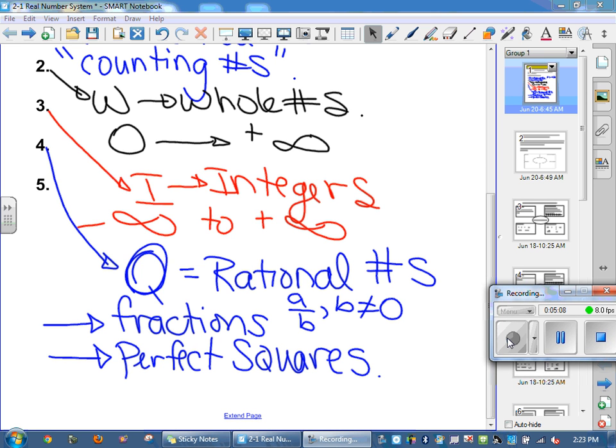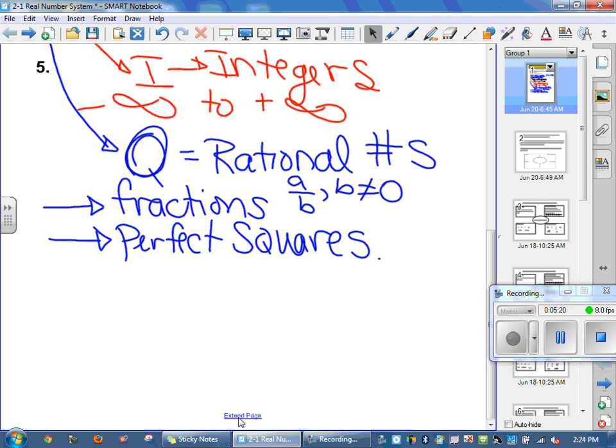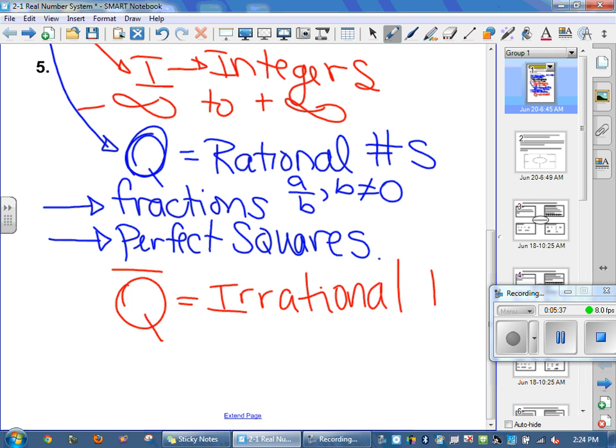Now the other set of numbers, there's only one last set of numbers, and that's called irrational. So basically not rational. If it's not rational, we have a symbol that means not rational. Not rational is the Q with a negative sign on top. The negative sign on top means not rational. So that's why they're called irrational. Q with a negative sign, that's irrational numbers.